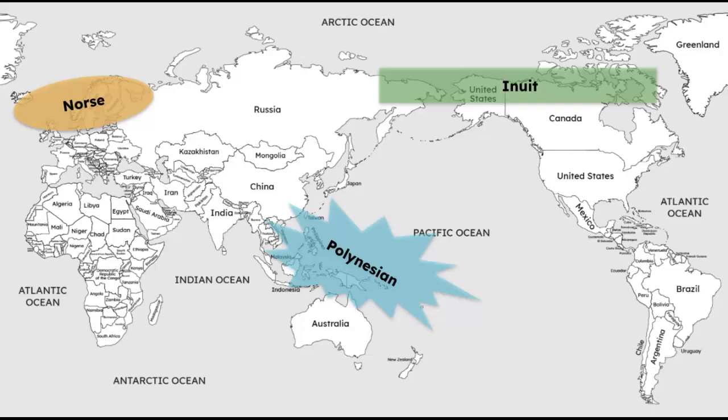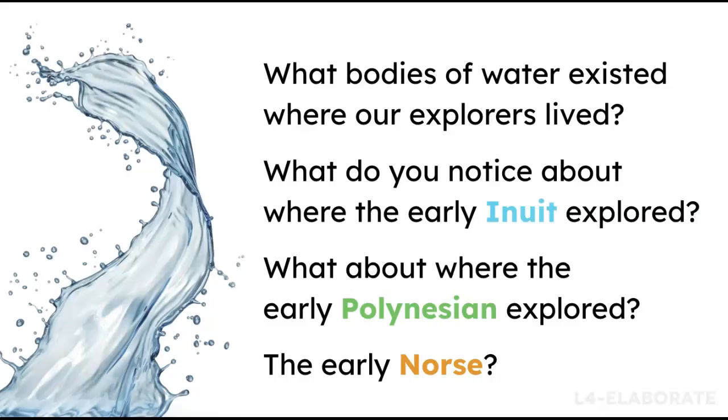For the Elaborate portion, you'll display the early explorer maps from the Explorer cards. You'll have students work in groups to make observations about where each group explored. You'll use student answers to questions to complete your summary chart discussion.